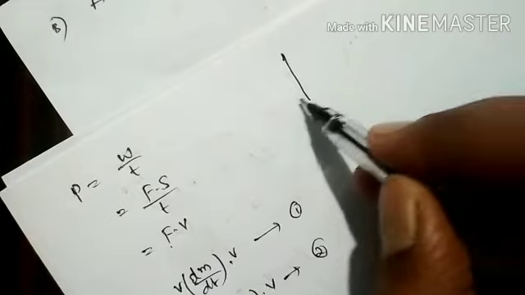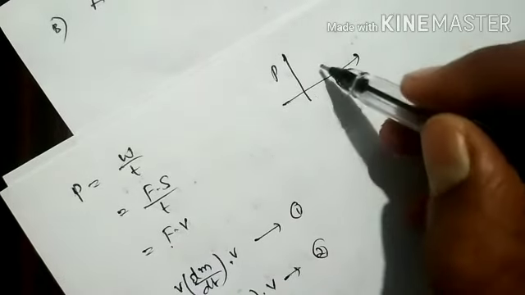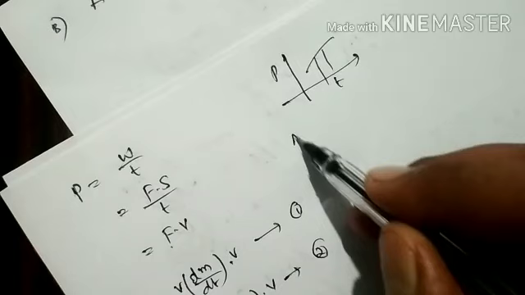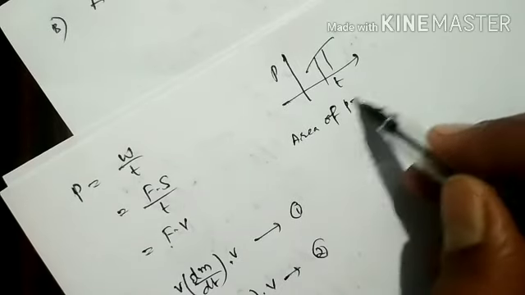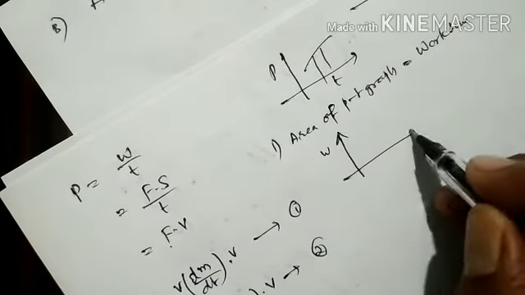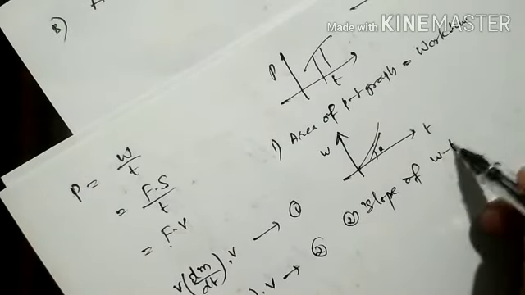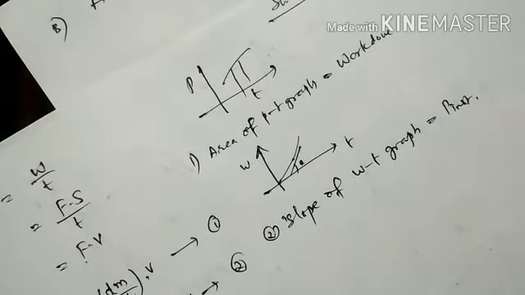So the power time graph. If you consider power and time, and the graph is like this, the area of the PT graph, summary you can write whatever we have learned, area of PT graph is equal to work done. It is work done. First one. And next one is the work done time graph. If you consider the work done time graph, and the graph is like this, the slope of the work done time graph is equal to P instantaneous, power instantaneous. So like this.